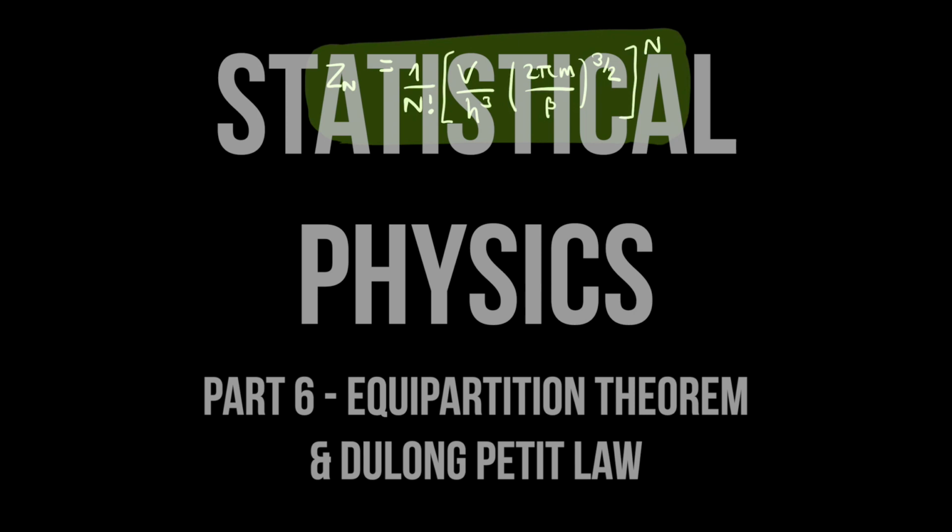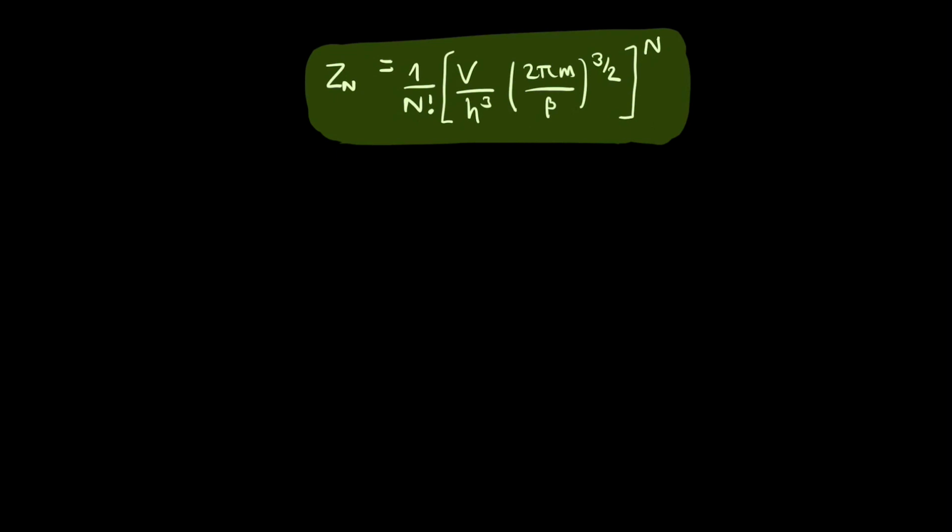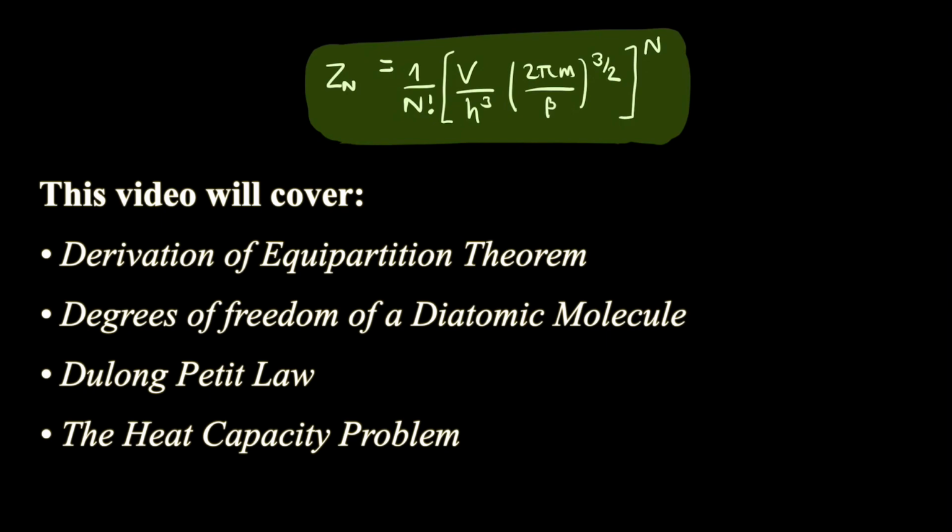Good stuff. In the last video, we derived this equation right here, the n particle partition function, which is pretty useful because you can apply it to a system of n particles, which is good because that's typically the sorts of systems that we're going to be dealing with in statistical physics. And so from this Z term right here, we can actually derive lots of really cool stuff.